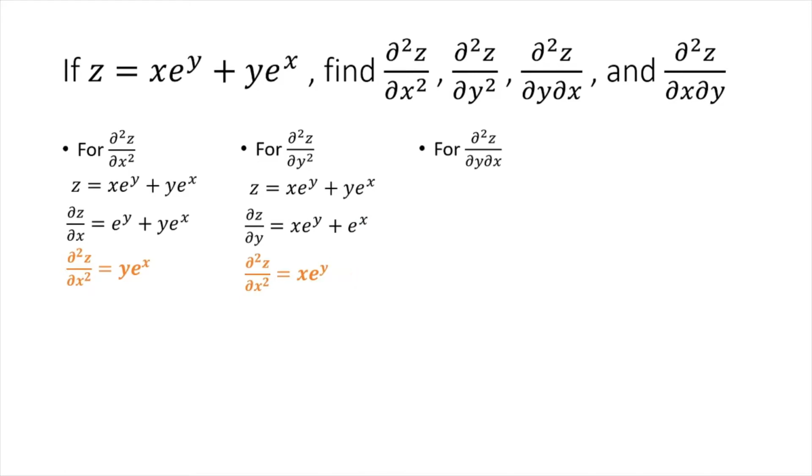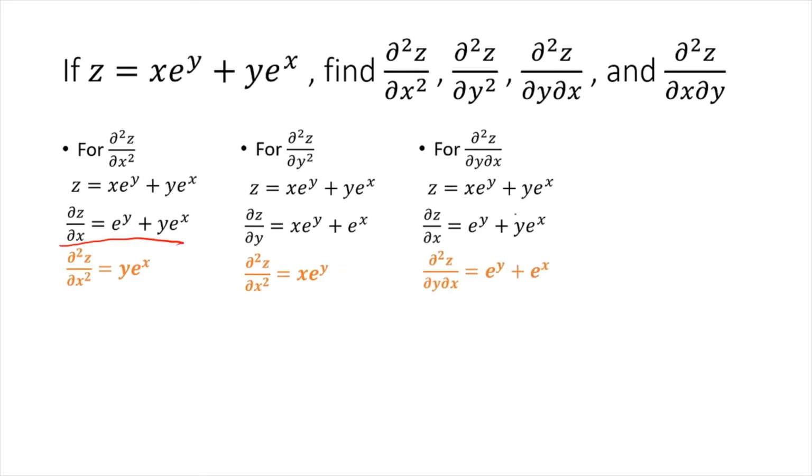Alright. The next, second partial derivative of z with respect to x first, and then with respect to y. So we already know the first partial derivative of z with respect to x. Okay, just copy this one. And then from here, we differentiate with respect to y. So this time, x is constant.